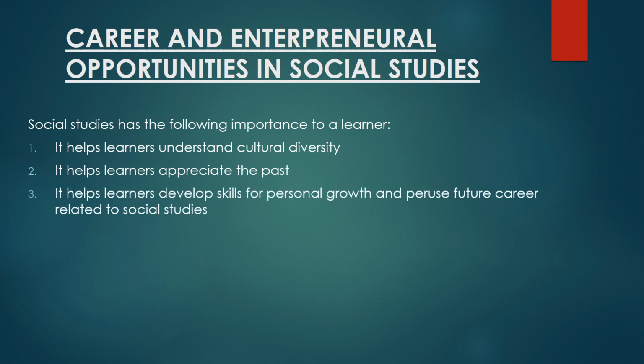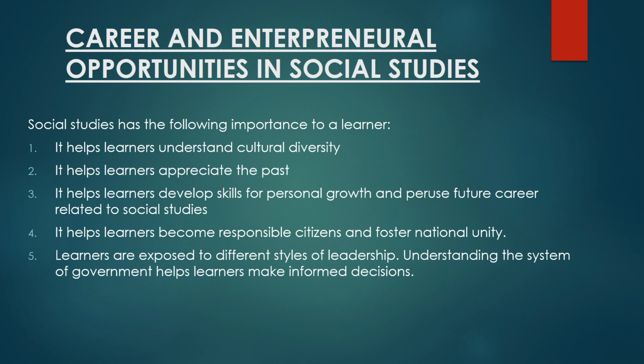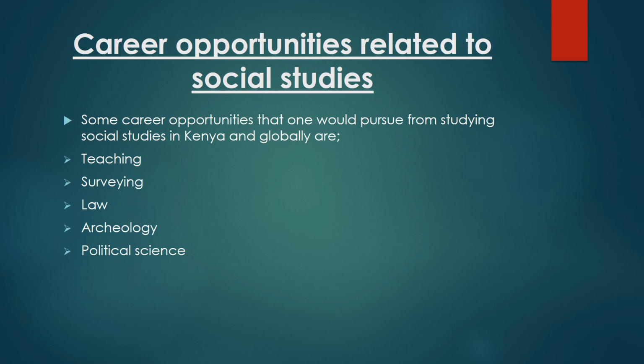Number three, it helps learners to develop skills for personal growth and pursue future careers related to social studies. Number four, it helps learners to become responsible citizens and to foster national unity. Number five, learners are exposed to different styles of leadership. Understanding the system of government helps learners to make informed decisions.